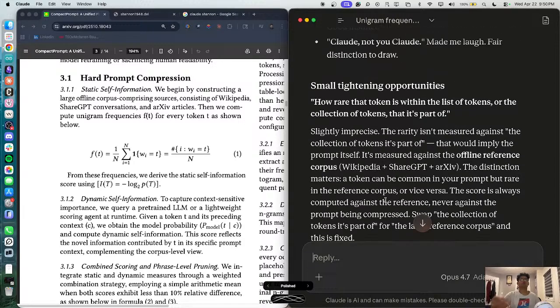Okay, so for the first point, thank you for breaking that up. That is actually a really important thing to know. Essentially, the token is not compared to the list of tokens, but rather to a specific corpus, right? That corpus could be anything, but in the case of this paper, it's a large offline corpus which comprises sources like Wikipedia, ShareGPT, and arXiv articles.